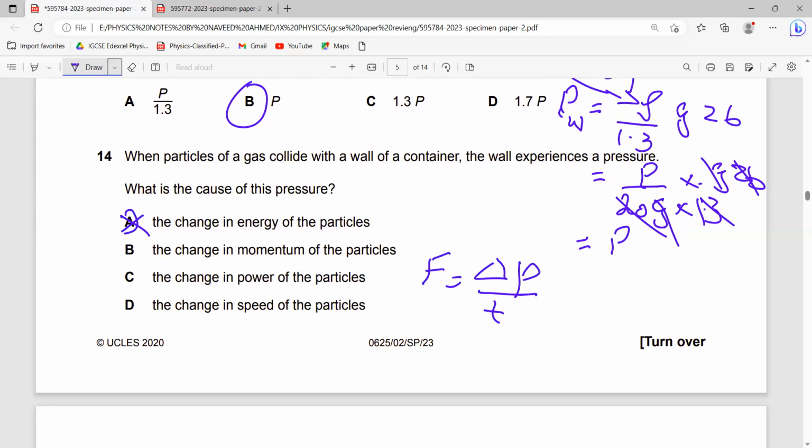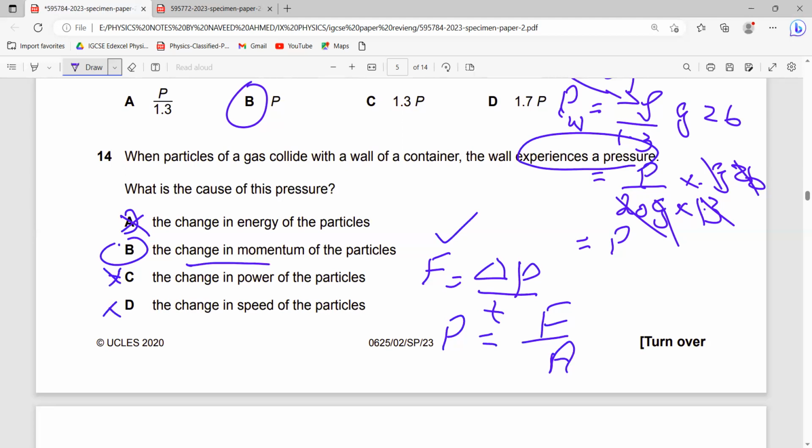The change in power, not possible. The change in speed, not possible. Only this thing. Because change in momentum will produce the force on the wall, and that force will produce the pressure. Here, the wall experiences the pressure, as you can see. This depends on change in momentum, because change in momentum produces a force, and this force will produce the pressure.